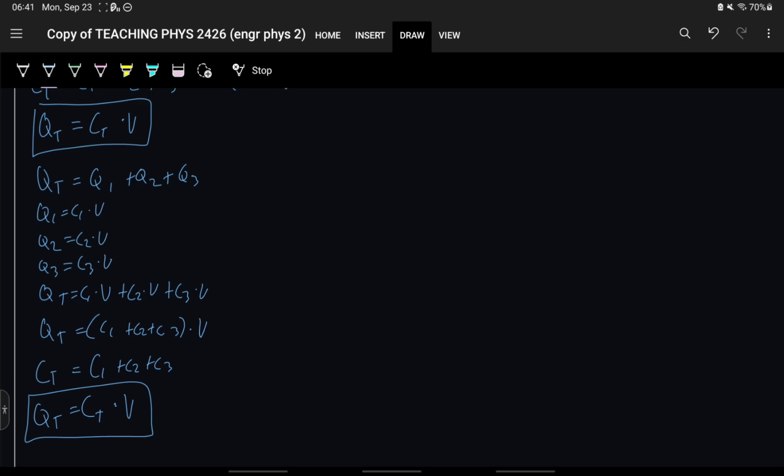So this equation shows us that the total charge stored in a parallel capacitor configuration depends on the total capacitance and the voltage applied.